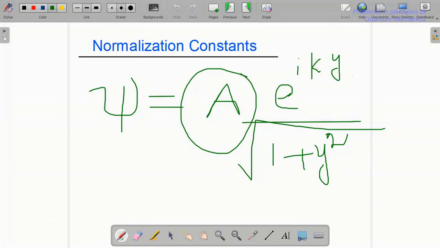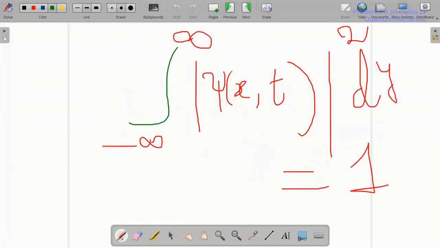So we have to find the normalization constant a by knowing that the probability of finding the particle in the entire space, from minus infinity to plus infinity, will be 1. So the integral from minus infinity to plus infinity of mod psi of y comma t whole square dy is equal to 1. This is the entire probability of finding that particle or material particle or wave.